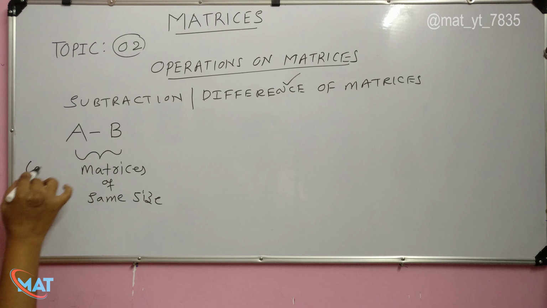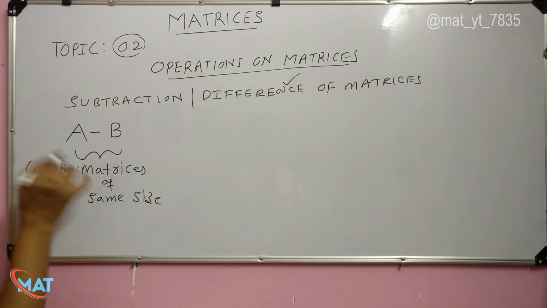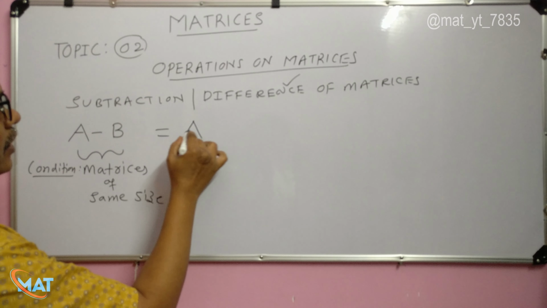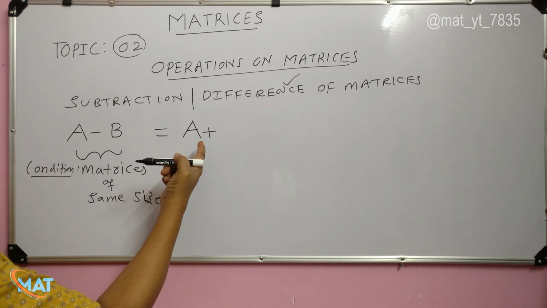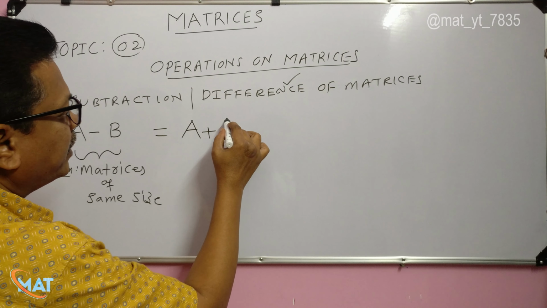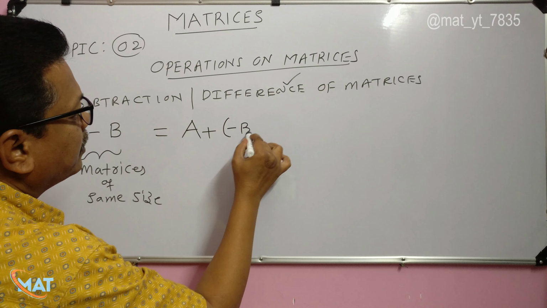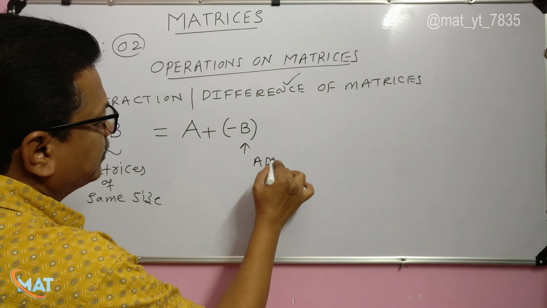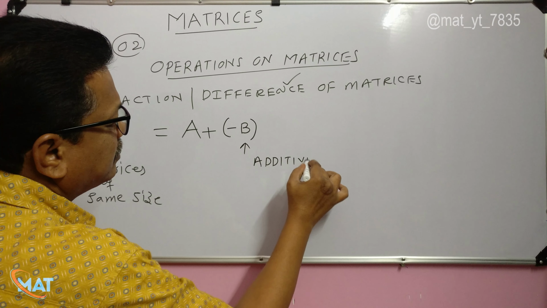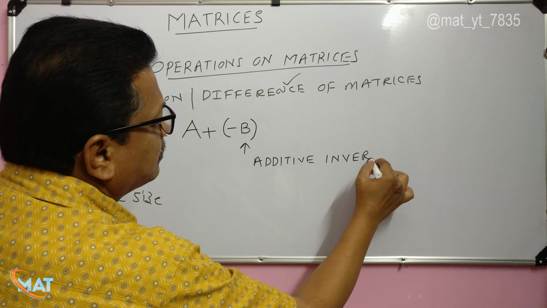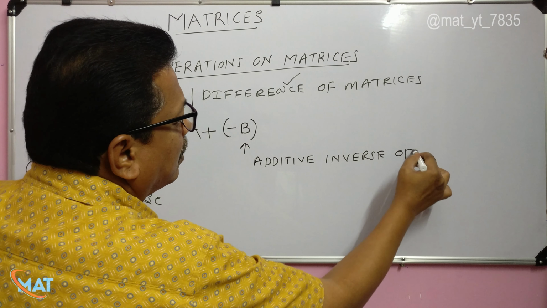If you want to take the difference, we will write, because I told you subtraction is a part of addition, A plus. You already know how to add two matrices. I took plus there as a symbol. Here we take the negative of B. This is called the additive inverse of B.